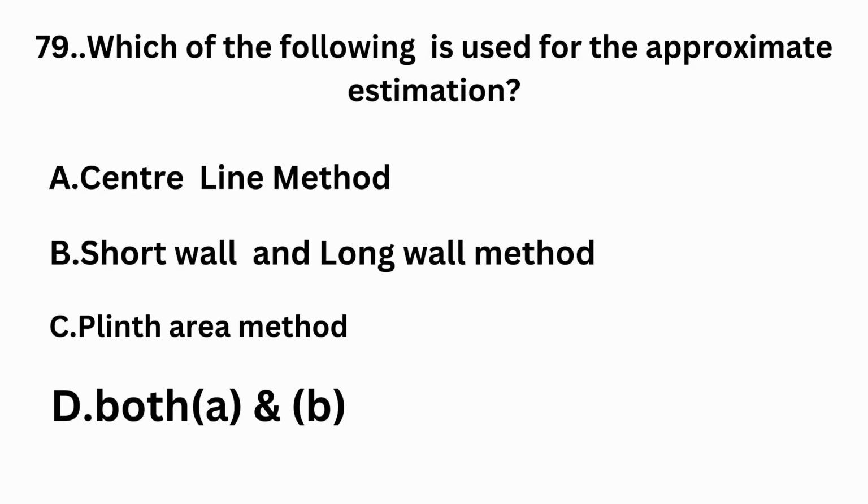79. Which of the following is used for the approximate estimation? A. Centerline method, B. Short wall long wall method, C. Plinth area method, and D. Both. C. Plinth area method is used for approximate estimation.